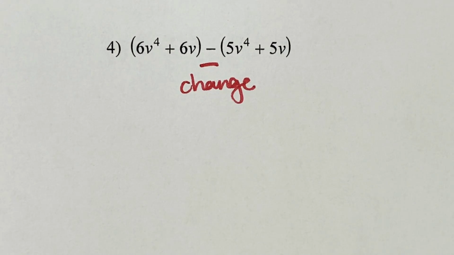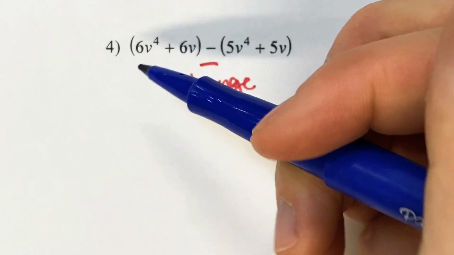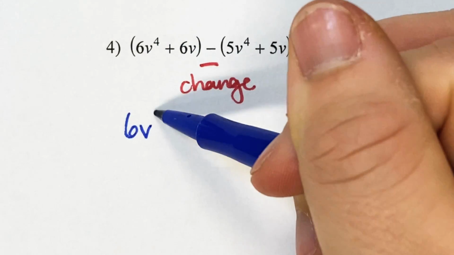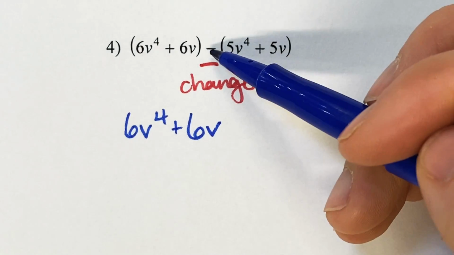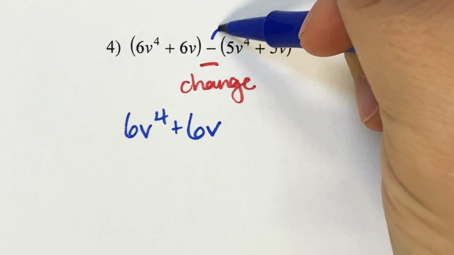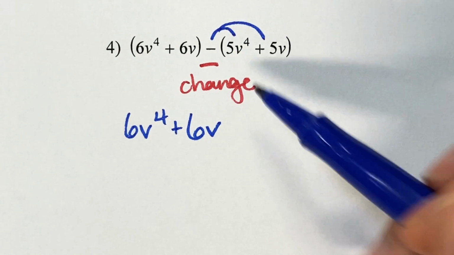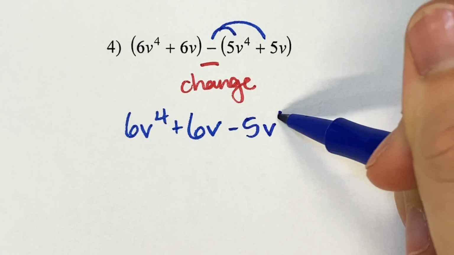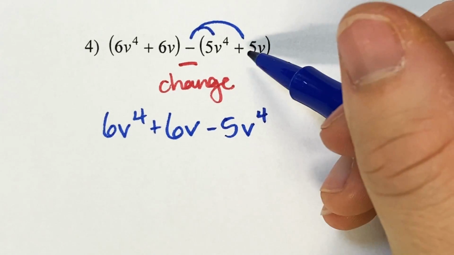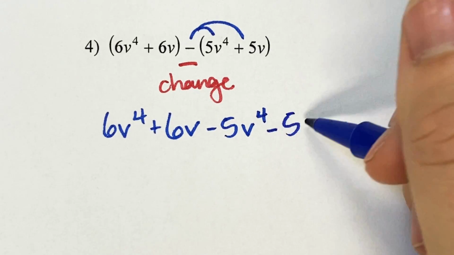So we can always rewrite the first one exactly how it looks: 6v to the fourth plus 6v. This negative sign jumps in there, and that's why those signs change. So this was positive 5v to the fourth, now it's negative 5v to the fourth. This was positive 5v, now it is negative 5v.